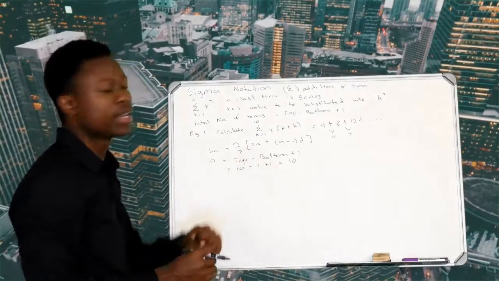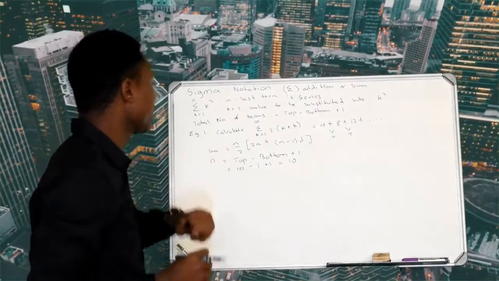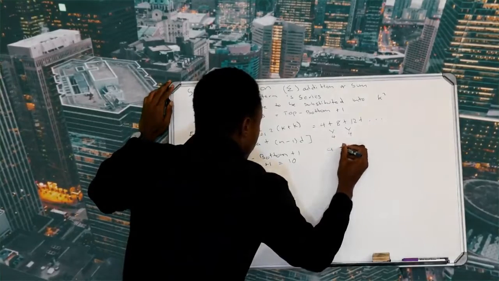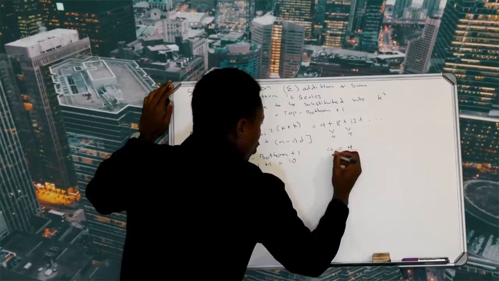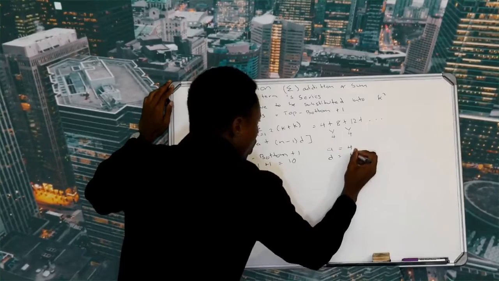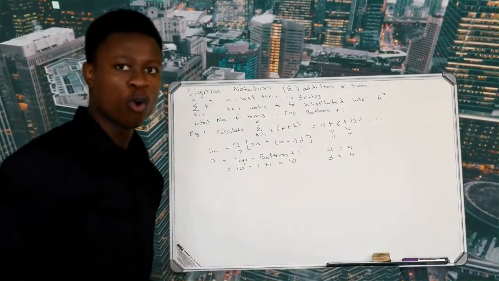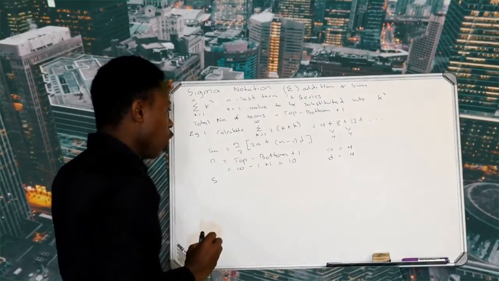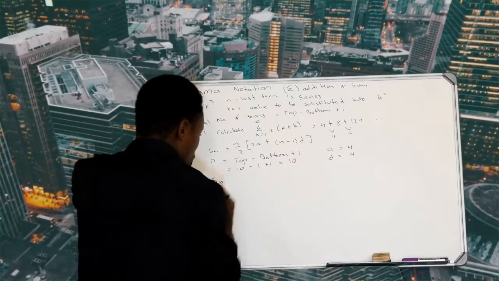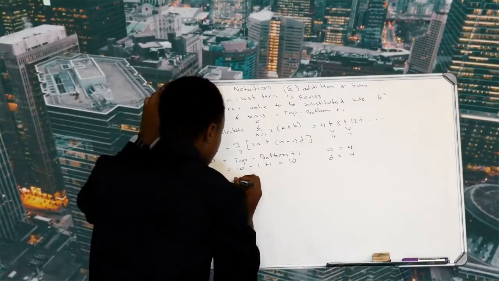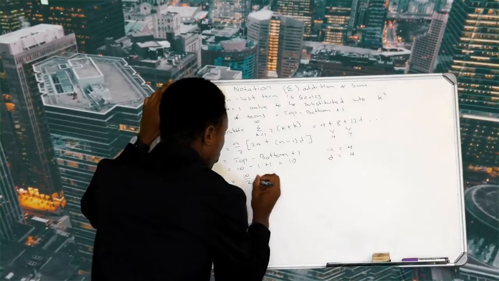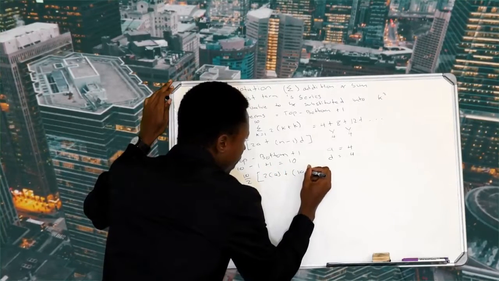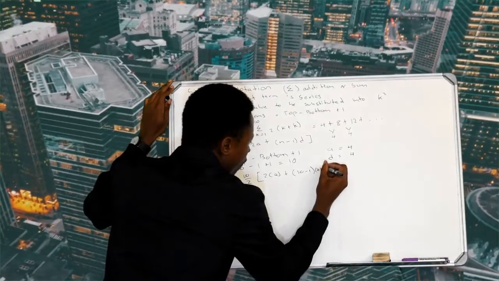So now we have n, the total number of terms. Now we can plug in the things that we know into our formula, right? What do we know? We know that a is equal to 4, and we also know that d is also equal to 4. So let's put everything in our formula. S of 10, because that is the total number of terms, is equal to 10 divided by 2, brackets 2 times 4 plus 10 minus 1 multiplied by 4.